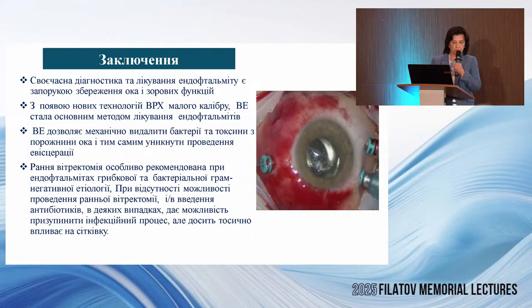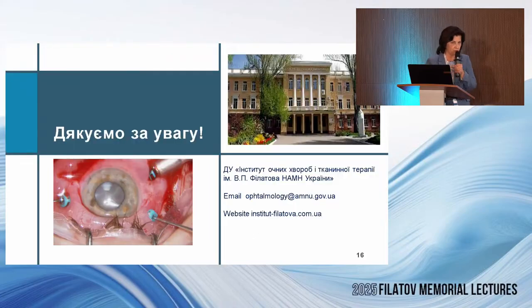So, timely diagnosing and treatment of endophthalmitis result in preservation of visual acuity and eye functions. Vitrectomy is the key treatment for endophthalmitis. It enables mechanical removal of bacteria and toxins from the eye and avoids eviscerations. Previously, vitrectomy has been recommended in endophthalmitis of bacterial and gram-negative etiology. If early vitrectomy cannot be used, antibiotics are recommended because they block the infection, however, they have a toxic impact on the retina.